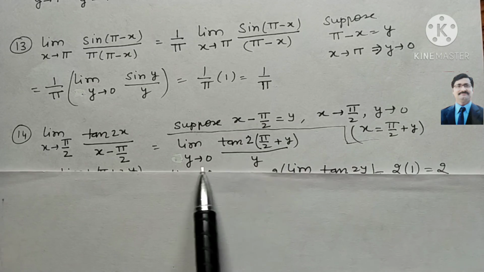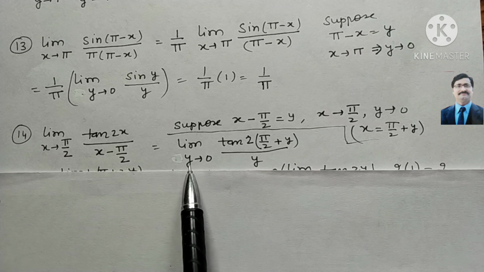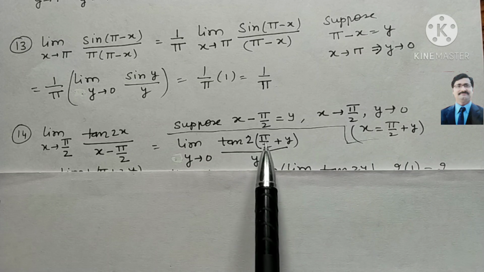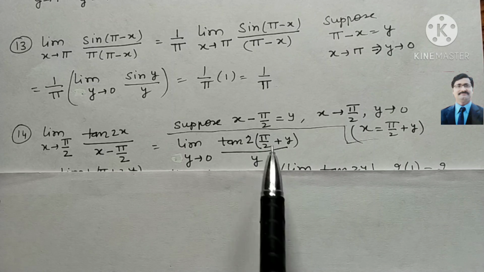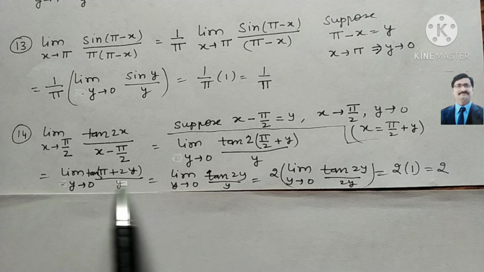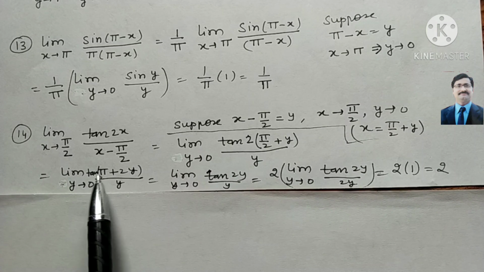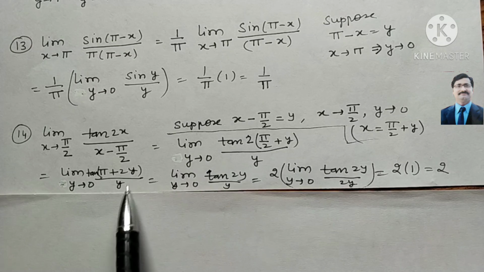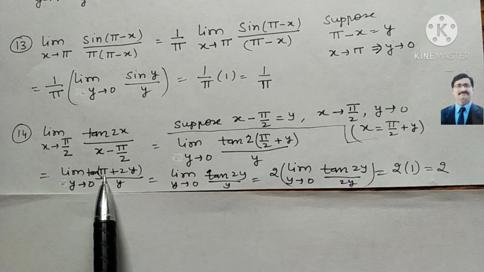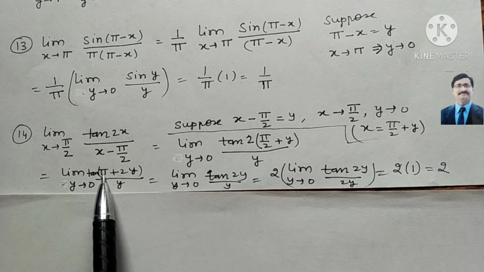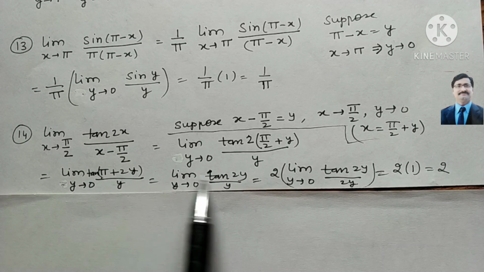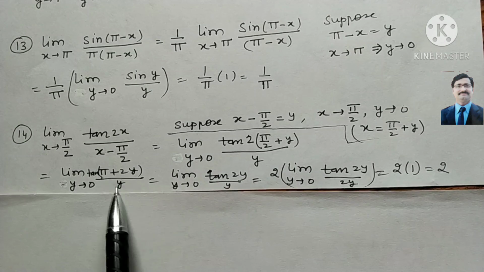So we will get this format: limit y tends to 0, tan 2 times (pi by 2 plus y) upon y. Now we open this bracket: 2 into pi by 2 means pi, plus 2y. So limit y tends to 0, tan (pi plus 2y) upon y as it is. Now tan (pi plus 2y) is in the third quadrant, and in the third quadrant tan is positive, and on pi there is no change, so we have tan 2y upon y.